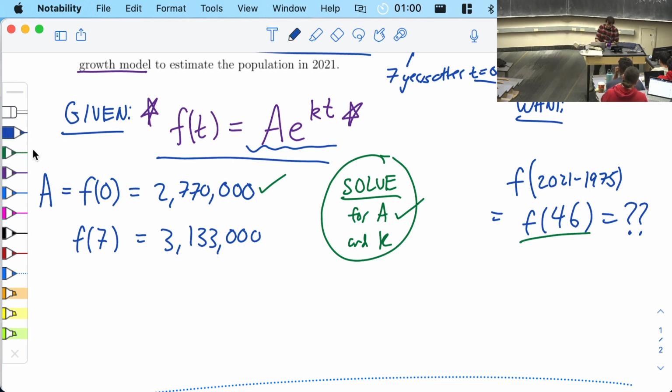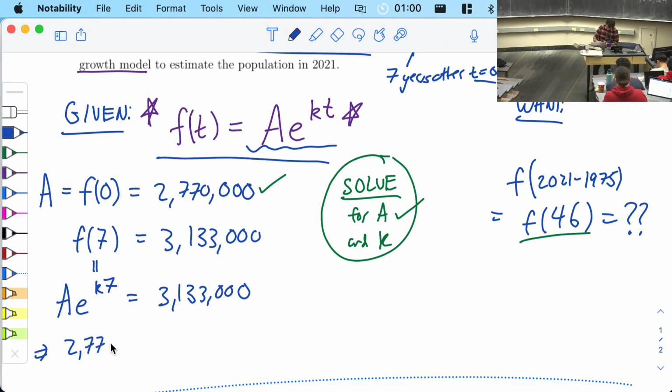That's because f of 7 is equal to a times e to the k times 7. So we have an equation, a times e to the k times 7 equals 3.1 million. We know the value of a, so we can plug that in. Let me write it out in as many steps as I can to keep things clear. So 2,770,000 times e to the k times 7 equals 3,133,000.